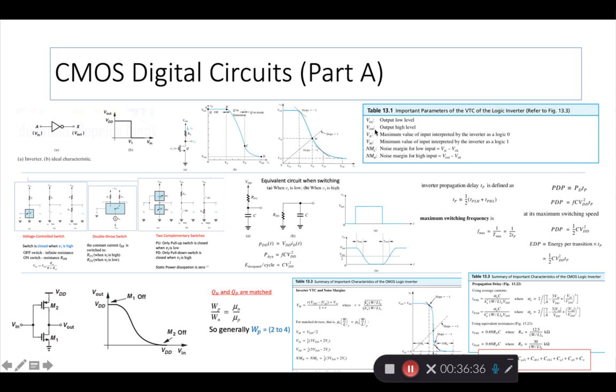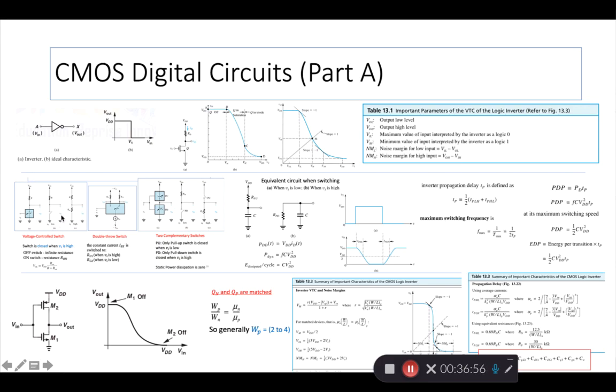The outputs are on this side and the inputs are on this side. So we have an output low level, output high level, and then we have the input stuff. So the noise margins are defined as this. So pay some attention, you must become quite familiar with this because you can expect problems in the exam on all this.